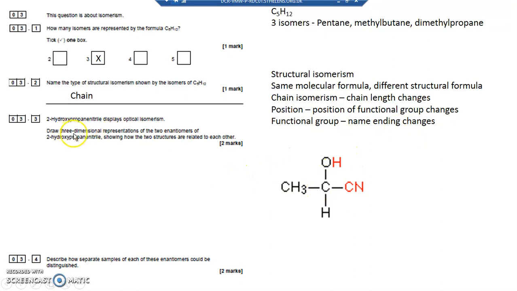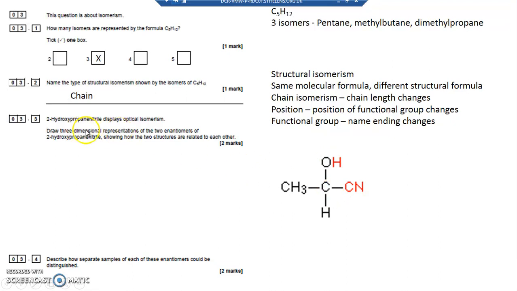Now it says draw two three-dimensional representations of the 2 enantiomers. Because the carbon in the middle is a chiral carbon, or an asymmetric carbon, it's got 4 different groups attached to it, so it's going to have mirror image enantiomers that will rotate plane polarized light in different directions.